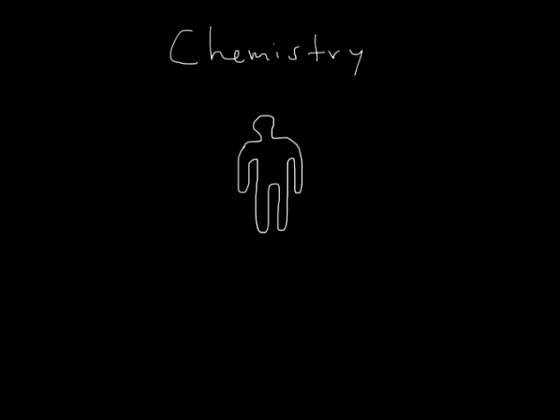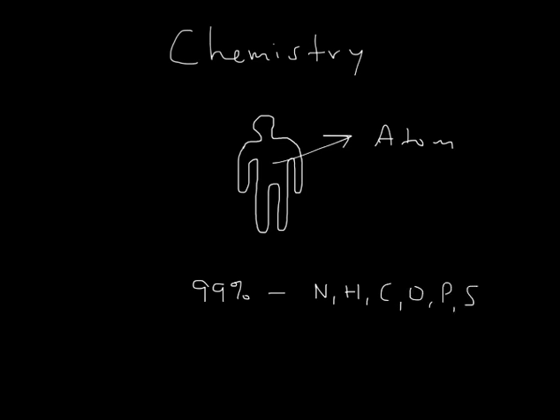The human body is made out of chemicals, where atoms are the smallest units of matter. Atoms are grouped as elements, and there are 26 elements found in the human body. 99% of those elements are made up of nitrogen, hydrogen, carbon, oxygen, phosphorus, and sulfur, where 1% are made up of the trace elements.